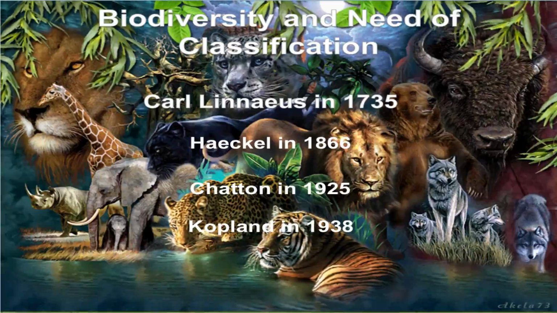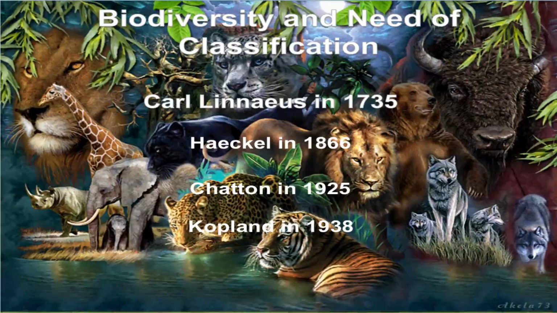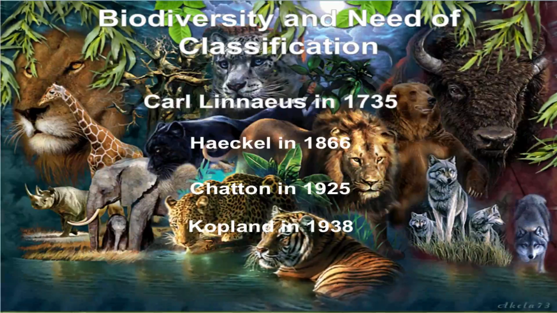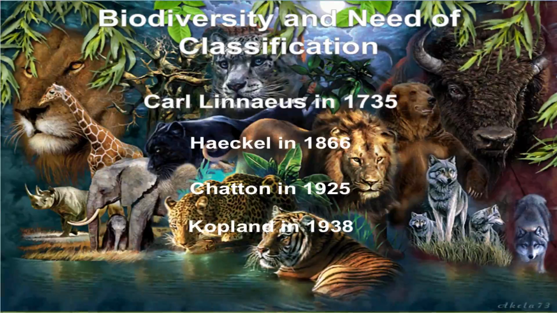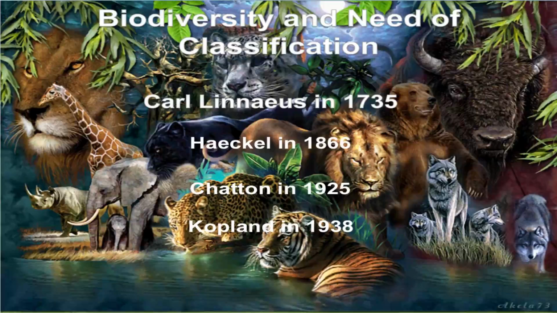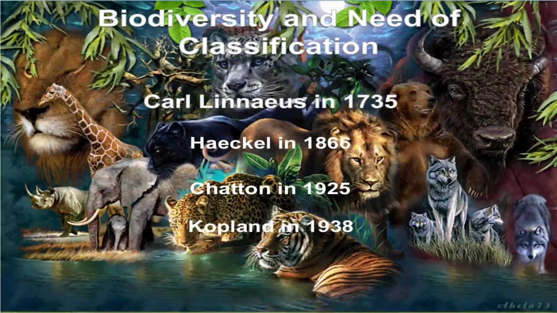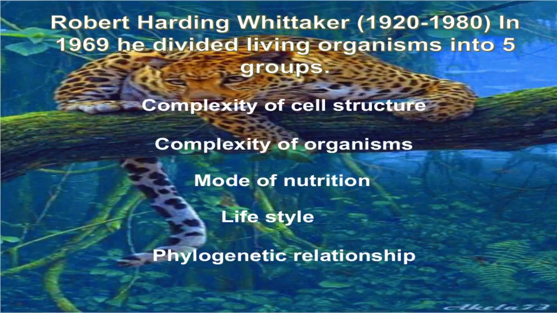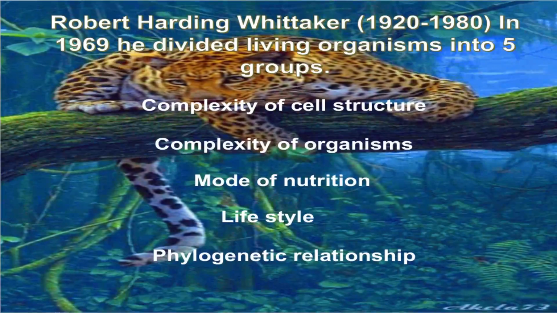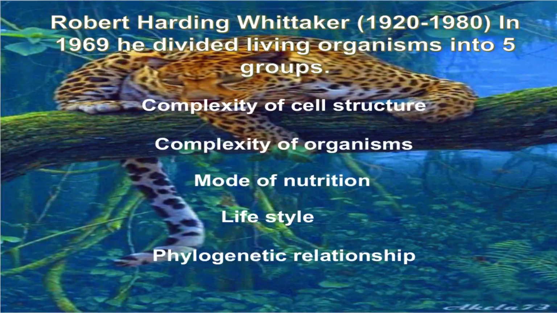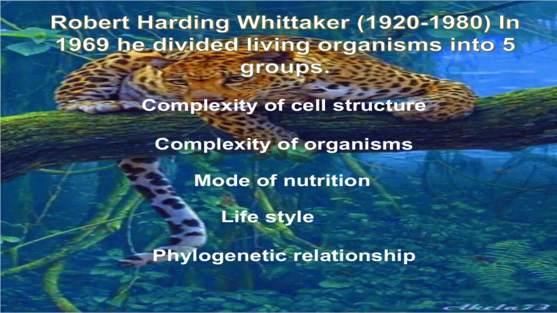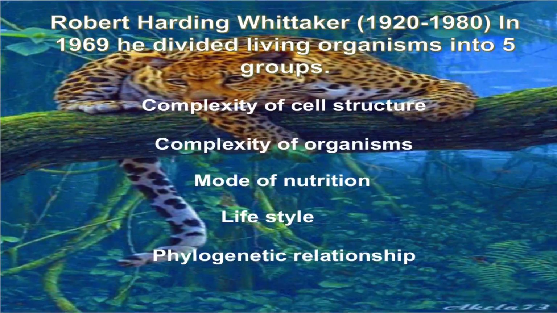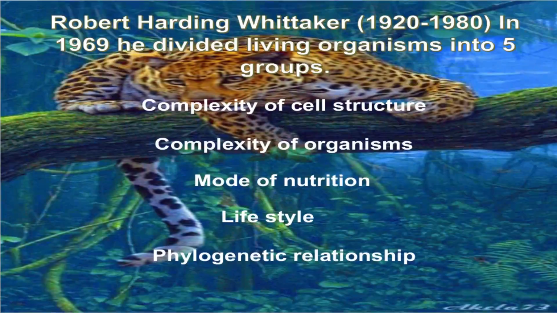After some time, Chatton in 1925 found 2 kingdoms: prokaryotes and eukaryotes. Then Copeland in 1938 found 4 kingdoms: Monera, Protista, plants and animals. Later on, Robert Harding Whittaker, who studied from 1922 to 1980, in 1969 divided living organisms into 5 groups: Monera, Protista, Fungi, plants and animals.